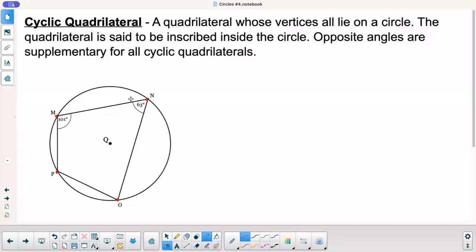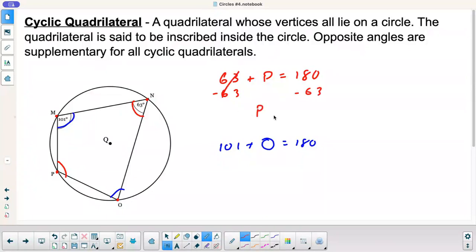And then opposite angles are supplementary for all cyclic quadrilaterals. So as I look here, this angle plus this angle have to add up to 180. So 63 plus angle P equals 180. And then when you look here, angle M and angle O, so 101 plus angle O equals 180. So you could find missing angles quite easily here. Just subtract. So P equals 117, O equals 79. Okay. Or I guess you say the measure of angle P and the measure of angle O.